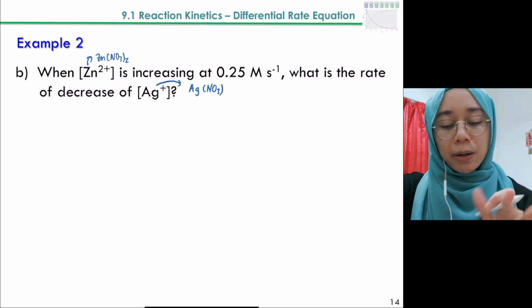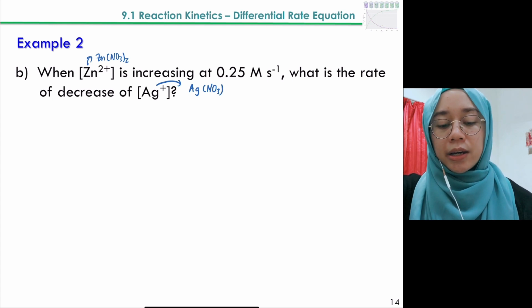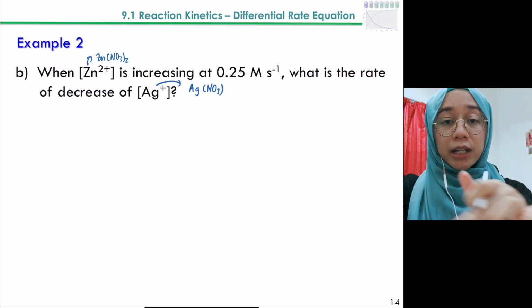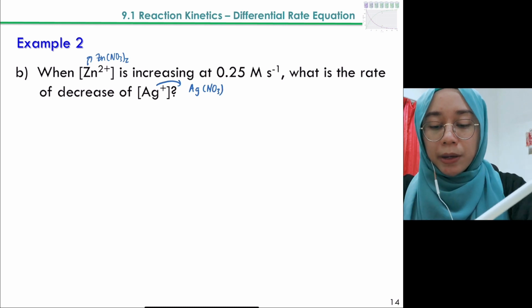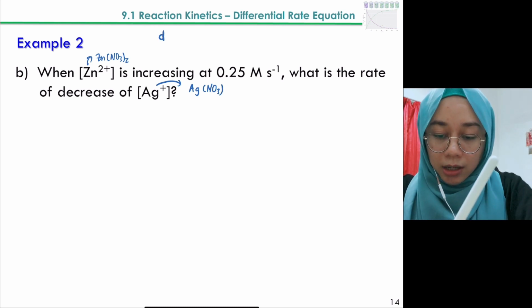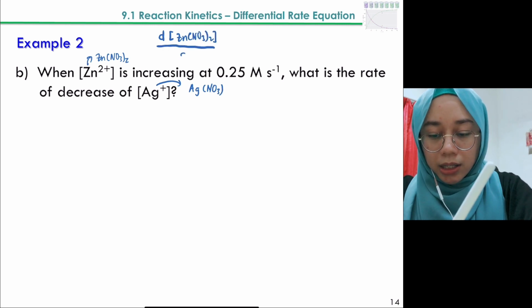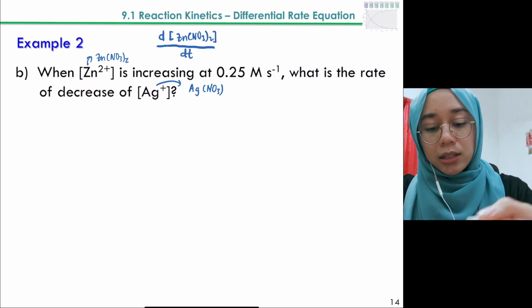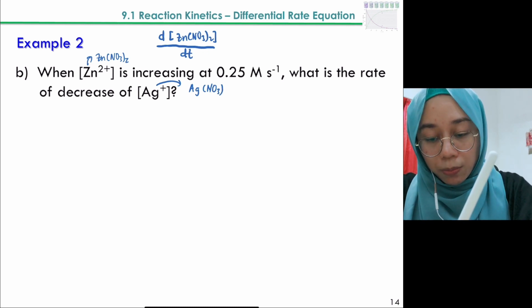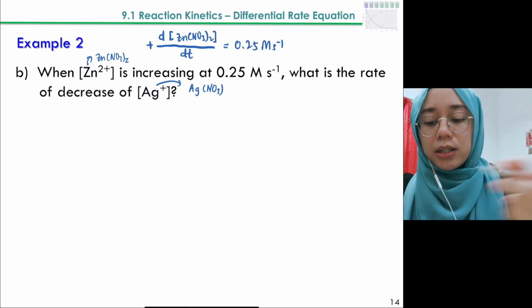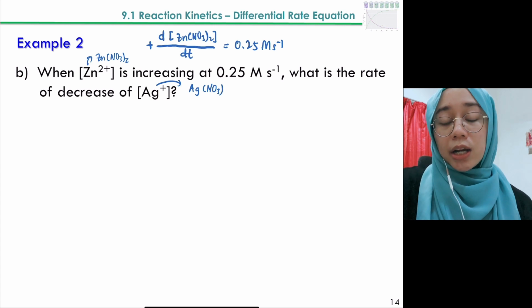Okay, jadi based on apa yang ada kat sini, dia beritahu zinc ion increasing at the rate of 0.25. Bermaksud kalau kita convertkan data yang ada ni into equation, apa yang kamu dapat kat sini adalah change in zinc nitrate punya concentration over dt, dia punya since dia increase, zinc ni sebelah produk kan, so jangan lupa ada positive sign. Rate dia adalah 0.25 molar per second. Okay, itu yang diberi kepada kamu.